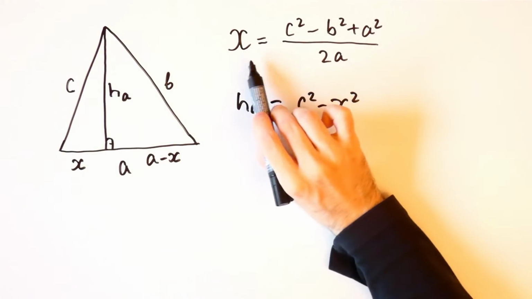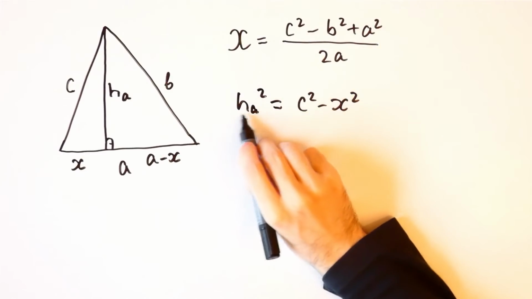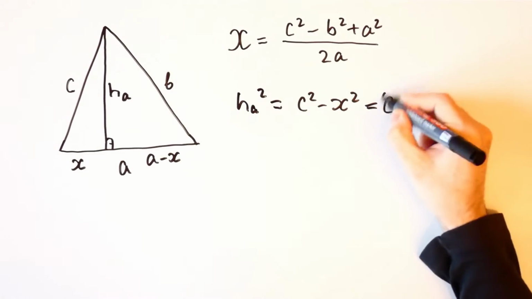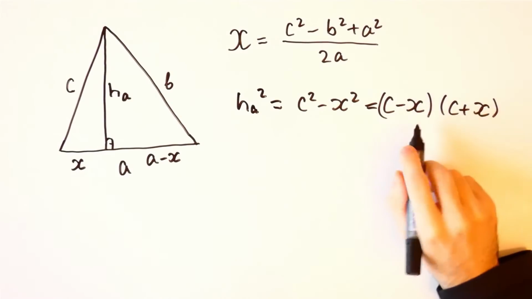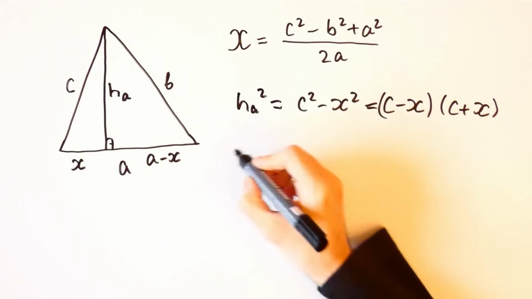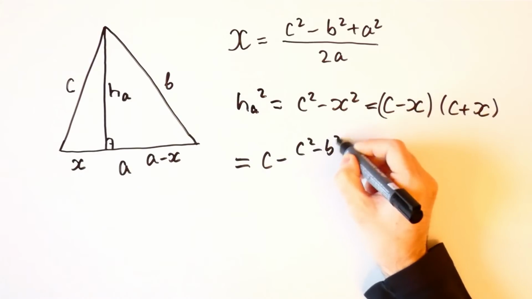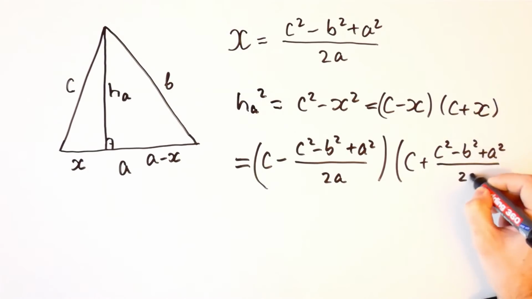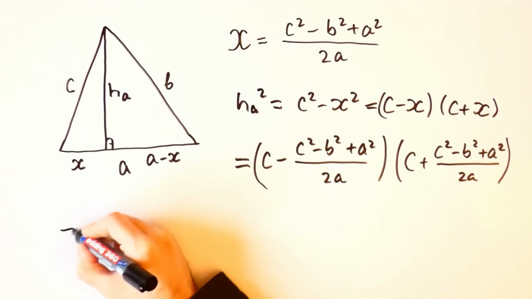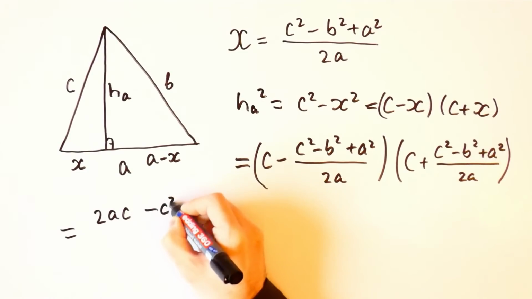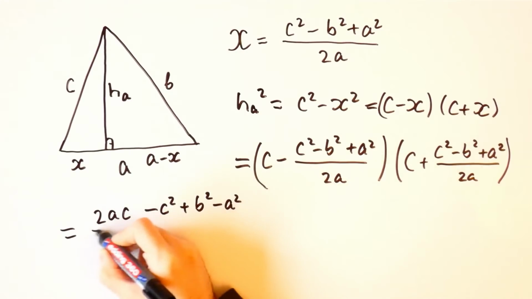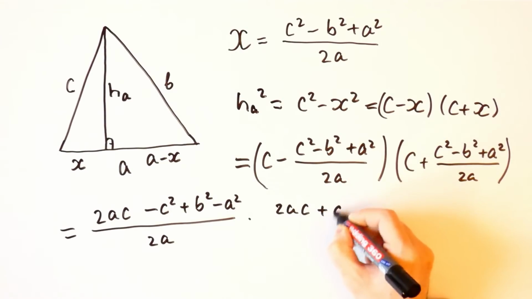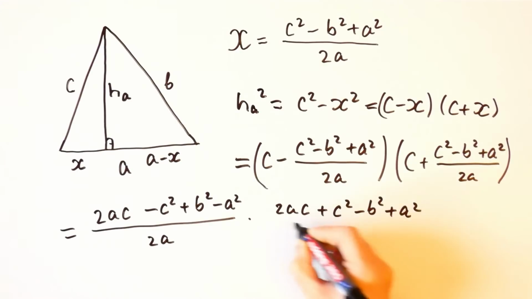So we've expressed x in terms of a, b and c, and now let's do that for h_a. h_a squared is equal to c squared minus x squared, which is equal to (c minus x) times (c plus x). And now instead of x, we'll write this. The first term is equal to (2ac minus c squared plus b squared minus a squared) over 2a, and the second term is equal to (2ac plus c squared minus b squared plus a squared) over 2a.